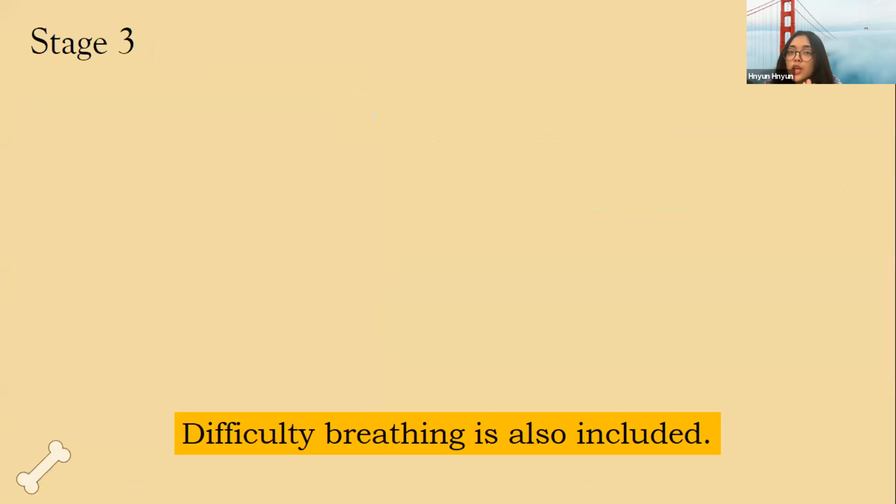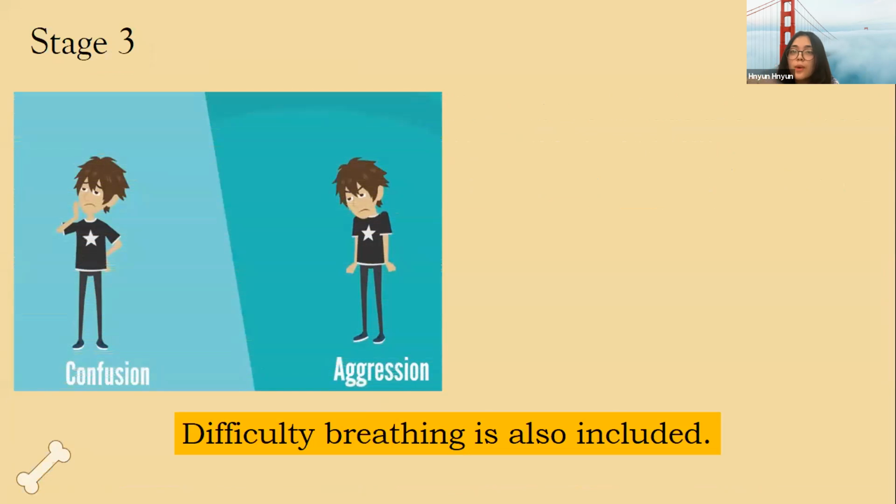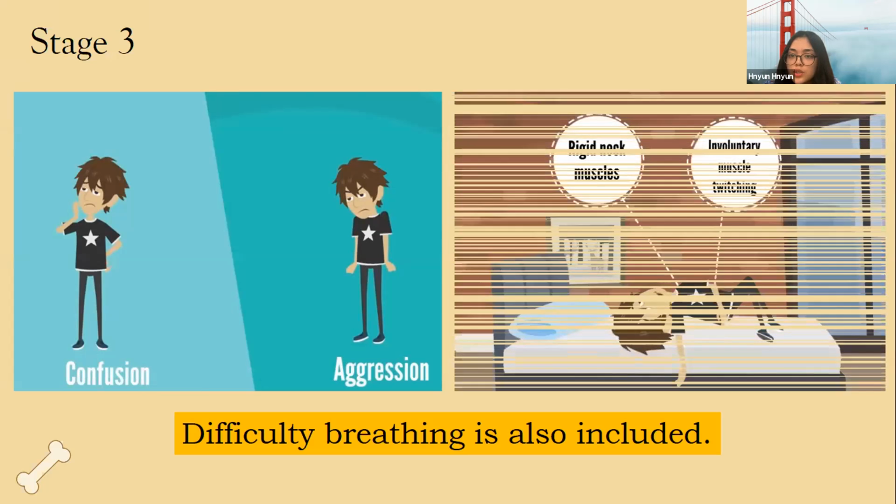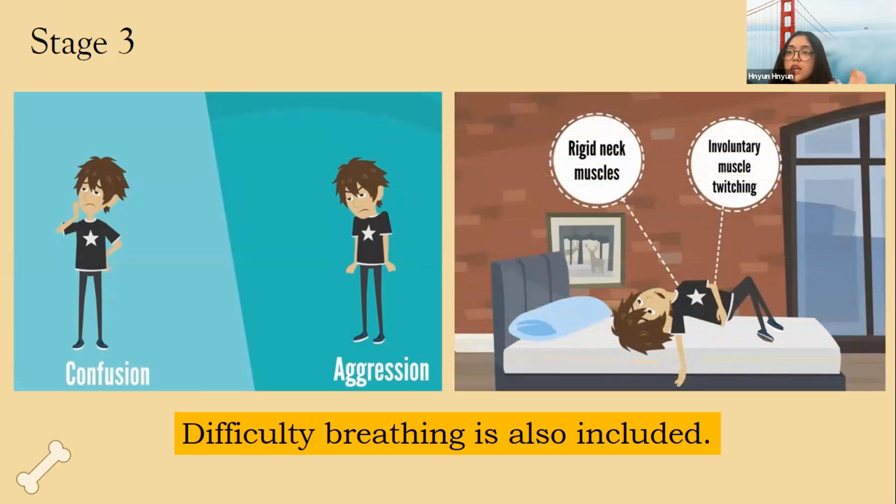Stage 3 is the acute neurologic period. In this stage, the virus has reached from the nerves around the bite to the spinal cord and then finally to the brain. Consequently, neurologic symptoms will appear, such as confusion, aggression, difficulty breathing, involuntary muscle twitching, hallucination, abnormal behavior, insomnia, and so on.